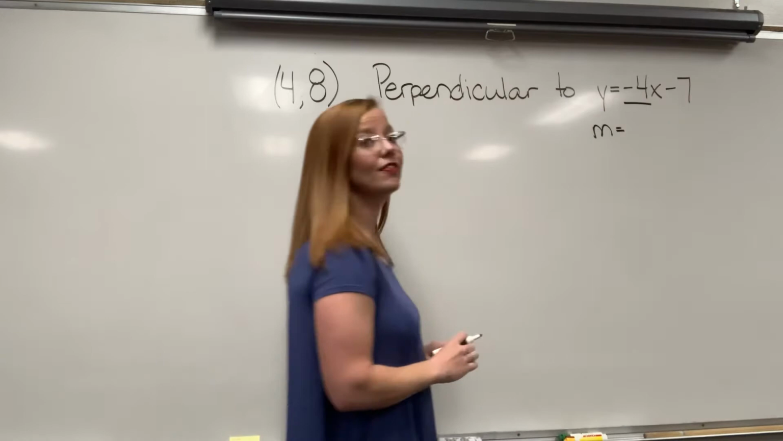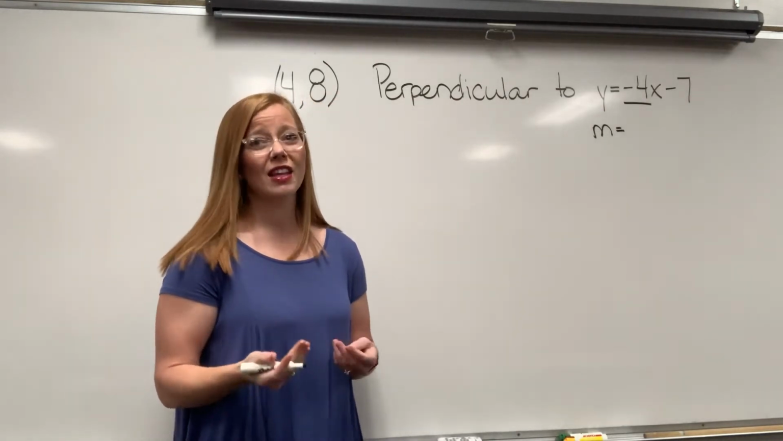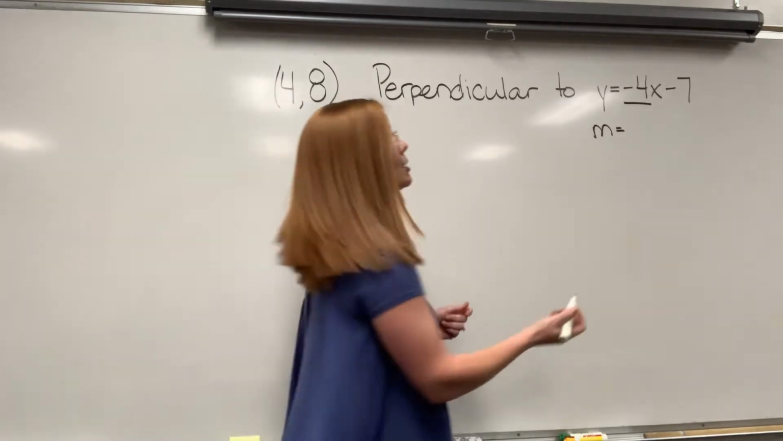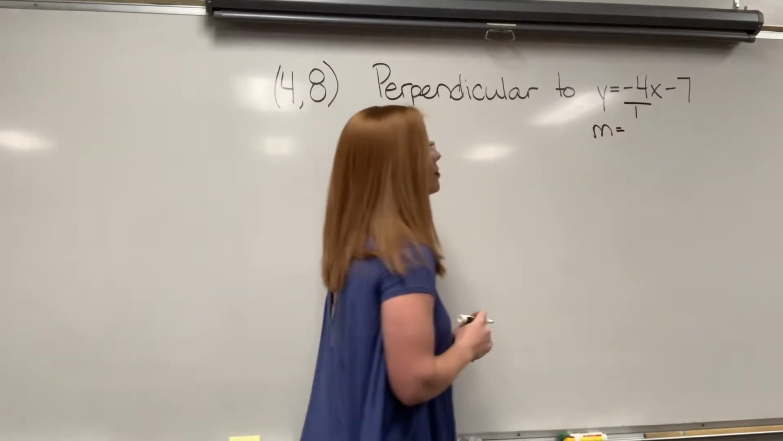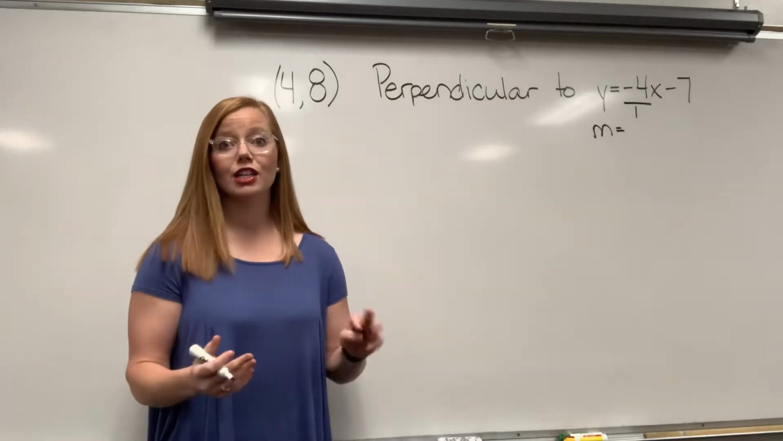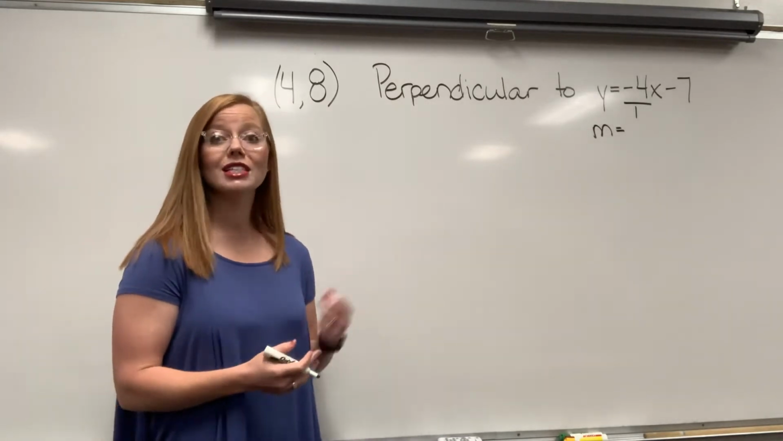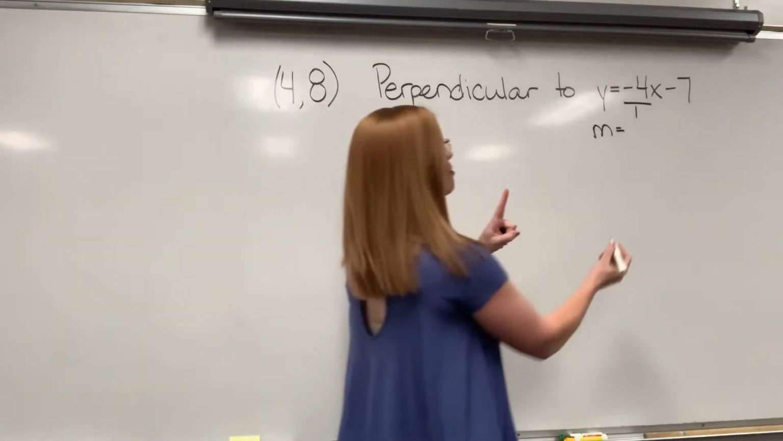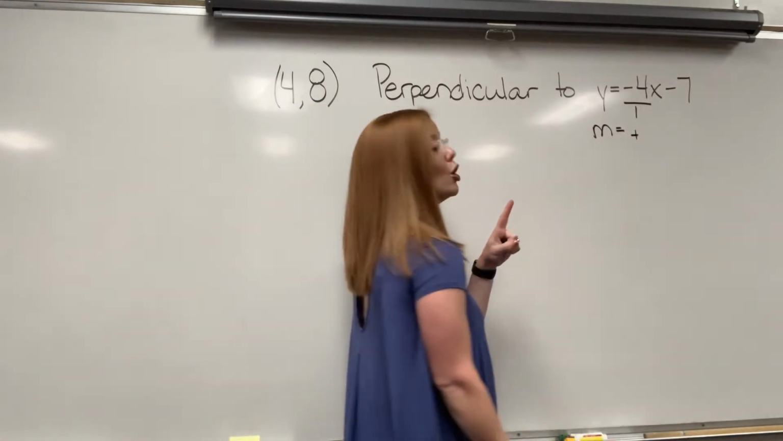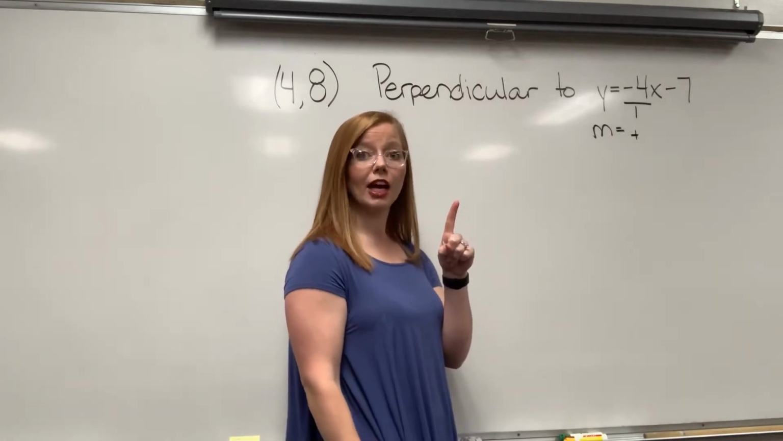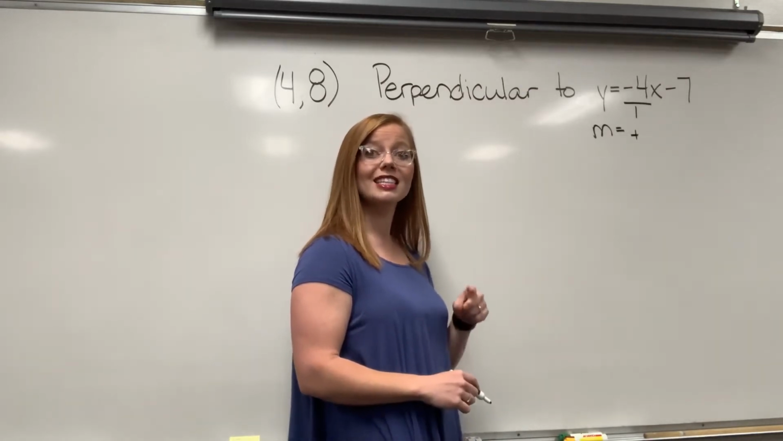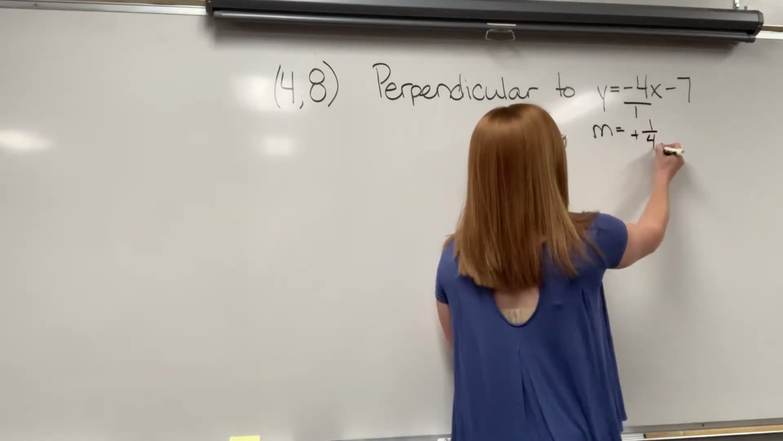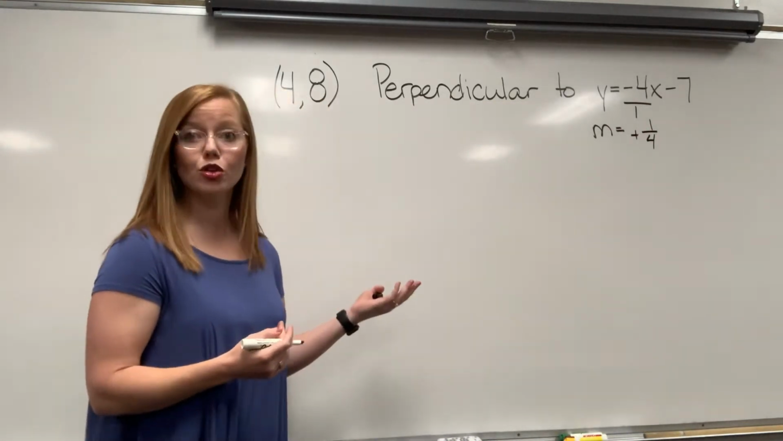is negative 4. Now then, with negative 4 being a whole number, one way that I can make it a fraction is to put it over 1. So now I've got a fraction in order to flip it. I notice that my sign is negative, so opposite means that my slope is going to be positive. Reciprocal means to flip the fraction. So instead of it being 4 over 1, it's now going to be 1 over 4. And that's going to be my new slope.